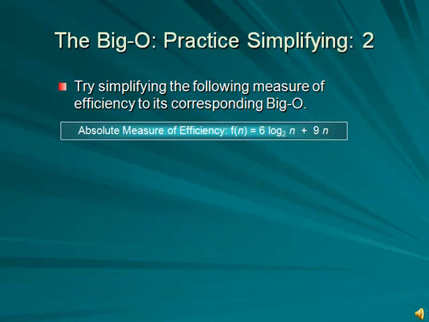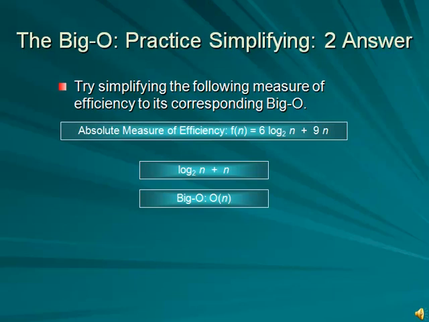And now try simplifying this one. 6 log n plus 9n. Start by discarding the coefficients, or rather converting the coefficients to 1, and you're left with log n plus n. Then, taking a look at those 2 terms, discard the one which is least significant, that's the log n, and you're left with n. So this particular measure of efficiency simplifies to just big O(n).